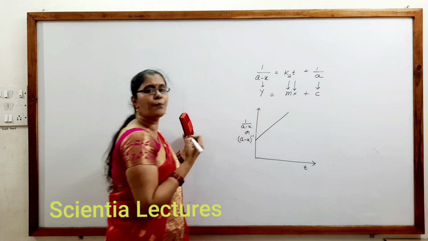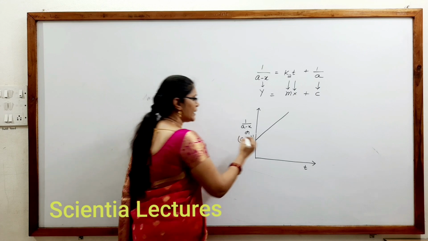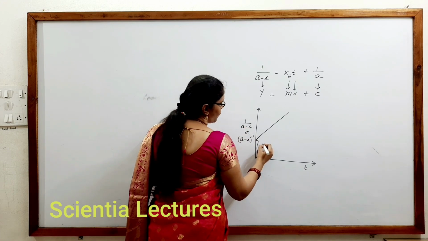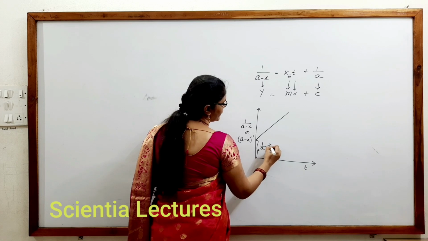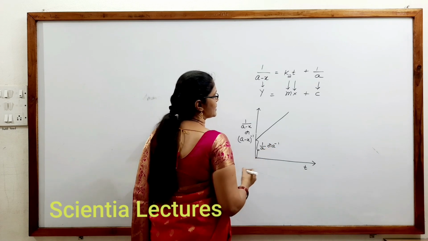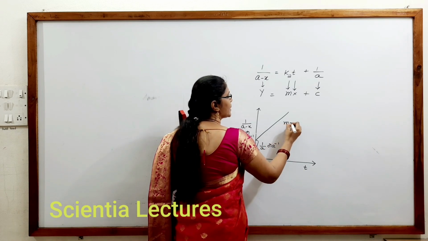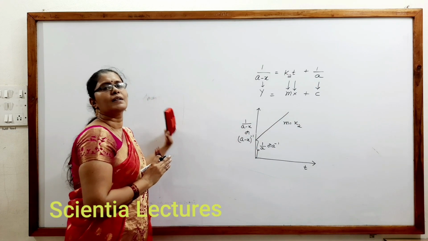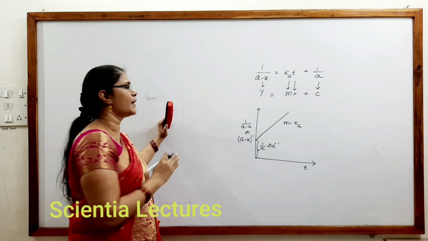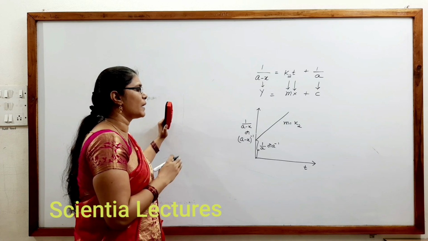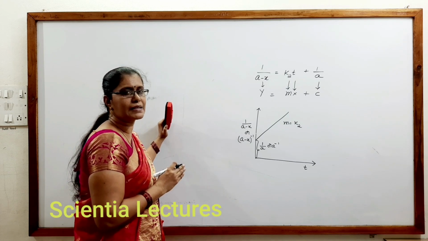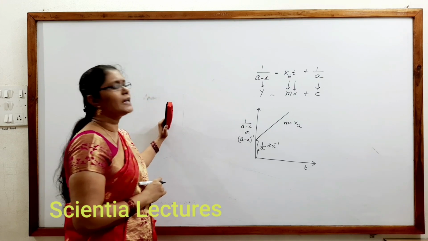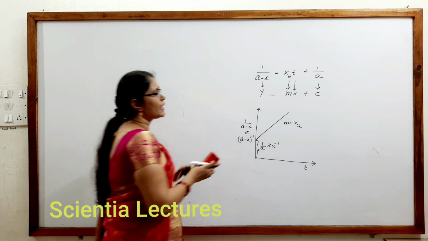It should have a positive slope. What is the y-intercept here, made on the y-axis? 1 by a, or it could be asked as a inverse. What is the slope? m is equal to k2. So this represents a second order graph when 1 by a minus x is taken on the y-axis and t is taken on the x-axis. Slope must be equal to the rate constant of second order and the y-intercept must be 1 by a or a inverse.